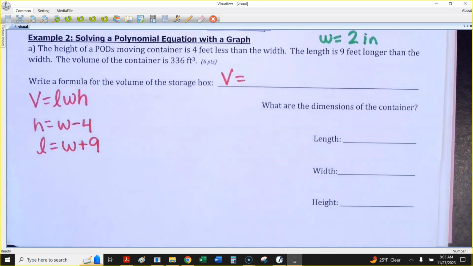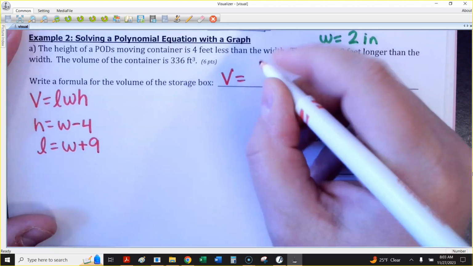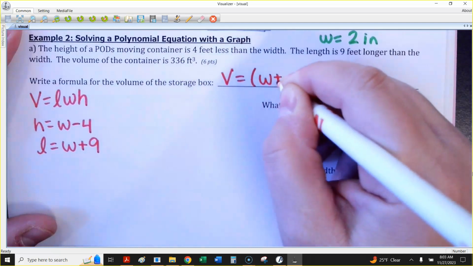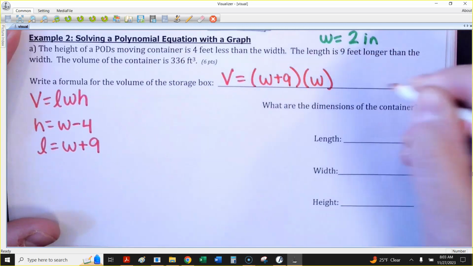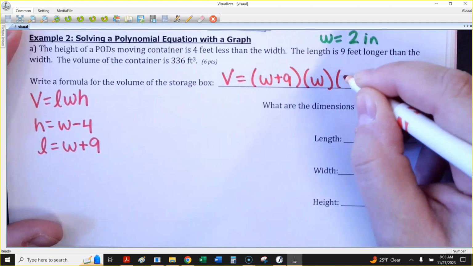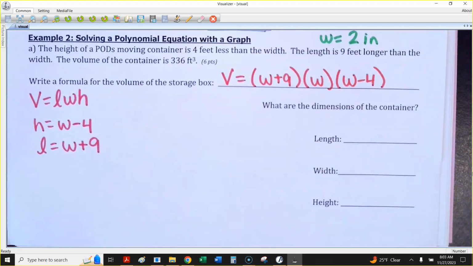And this will be nice for us because all our variables are going to be in terms of W as we go through this. So I'm just going to go ahead and we don't have to solve anything from this point. I'm just going to plug in my length is my width plus 9, and my width is just the width, and then the height was the width minus 4. And again, you don't have to FOIL that out or anything like that. You just can put it right into Desmos, right in that format. And then it wants the dimensions of the container.